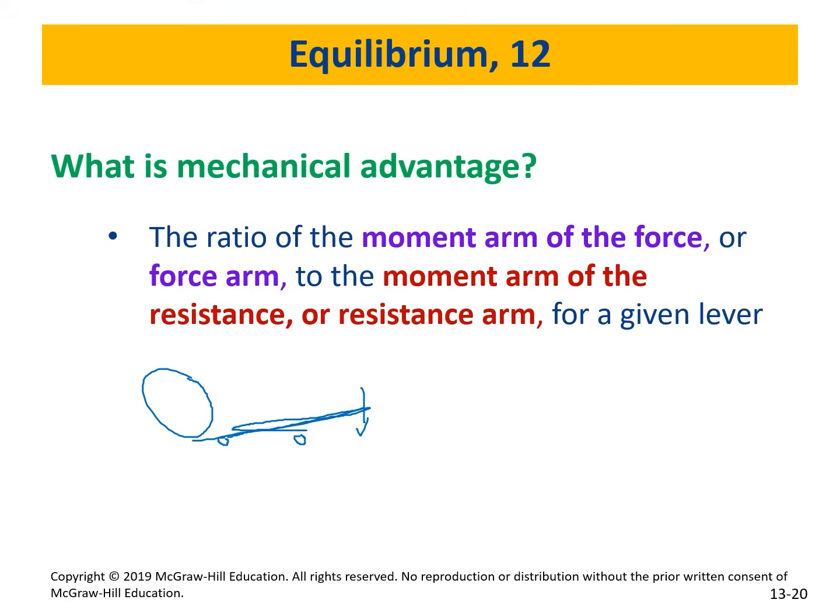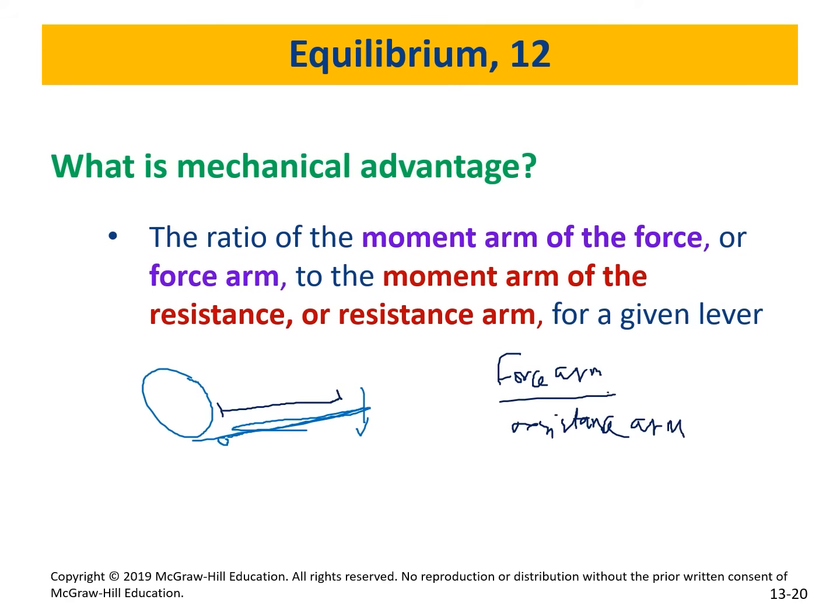Make sense? So the ratio of the moment arm of the force, or the force arm, to the moment arm of the resistance for a given lever is actually the mechanical advantage. So you need that ratio. Do you need the ratio to be larger or smaller? Larger, right? So the larger this moment arm, the larger this distance, the better. And remember, it's the force arm divided by the resistance arm, right?